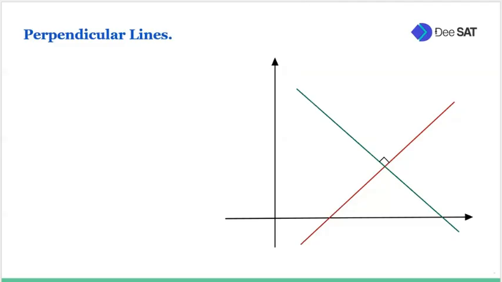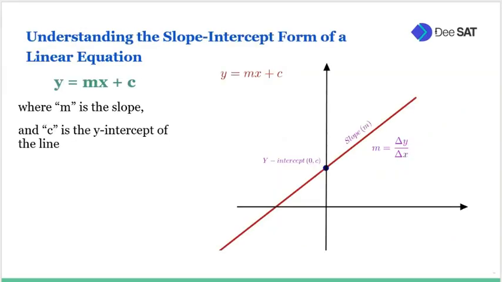Moving ahead, we need to understand the slope-intercept form of a line. Now we understood the slope. Now we need to understand first of all the y-intercept. Now what is a y-intercept? Y-intercept is a point where the line crosses the y-axis, or it's the point when the value of x is 0.